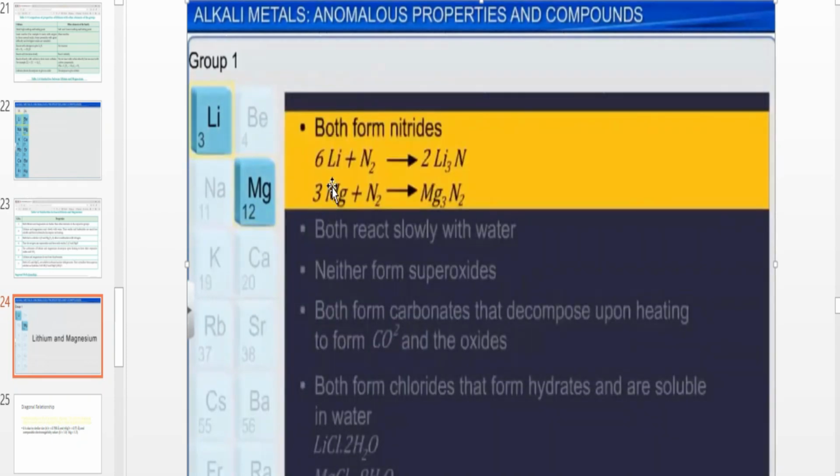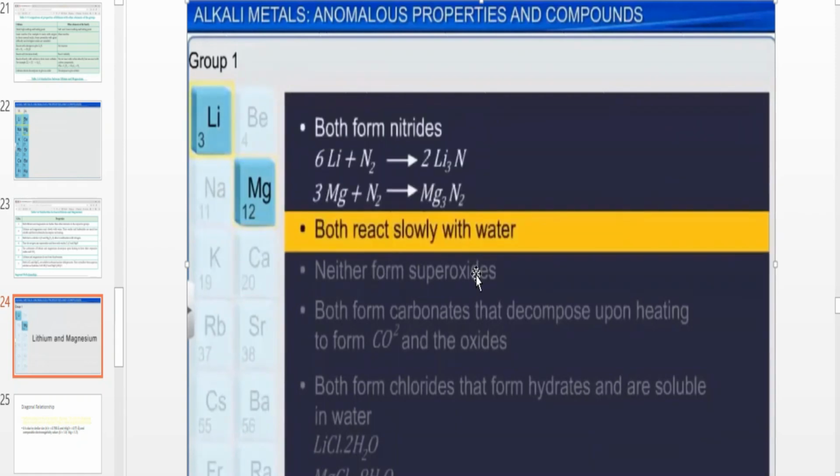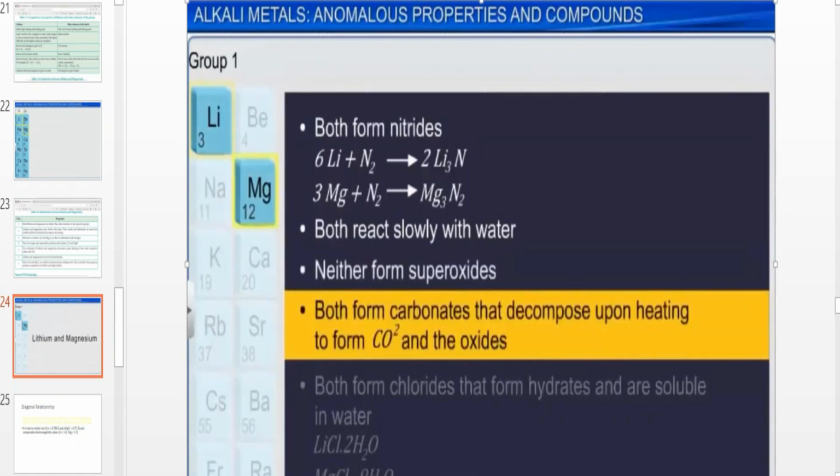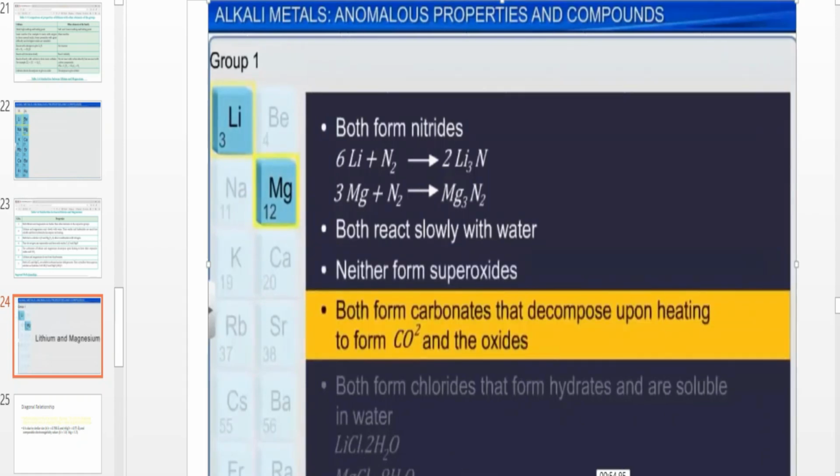Okay, reaction with nitrogen. Both the elements react with nitrogen to form their nitrides. They react slowly with water. They do not form superoxide. Their carbonates decompose on heating to form carbon dioxide and their oxides. Both form chlorides that form hydrates and are soluble in water. They form chlorides. Both the chlorides are soluble in water.